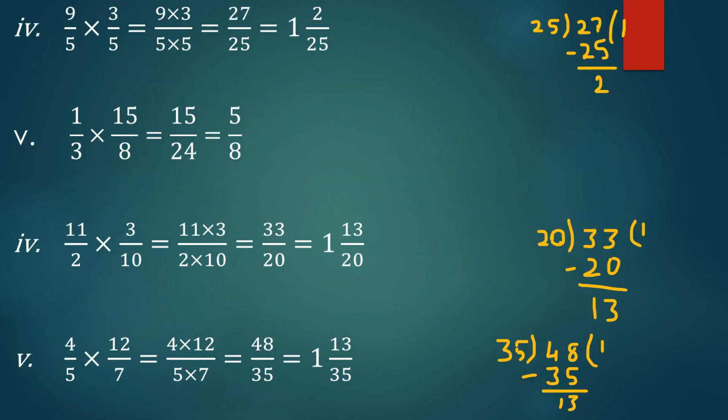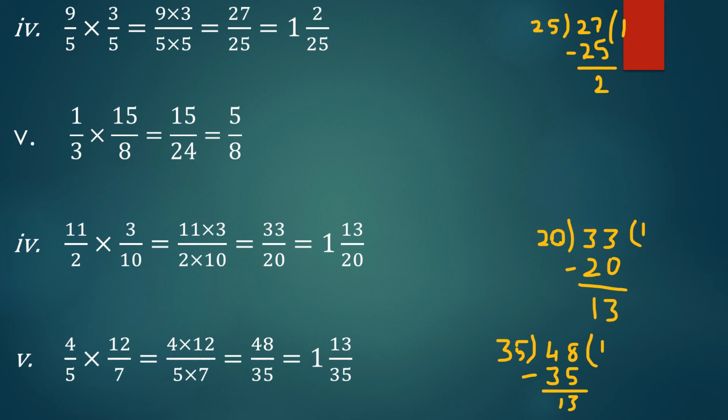The next question is 9 by 5 into 3 by 5, which is equal to multiplying the numerators and denominators separately. So 9 into 3 is 27, divided by 5 into 5, which is 25. So the fraction 27 by 25 in mixed form is 1 2 by 25, because 25 into 1 is 25, plus 2 is 27. So 27 by 25. The next question is 1 by 3 into 15 by 8, which is equal to, what is 1 into 15? It is 15, and 3 into 8 is 24.